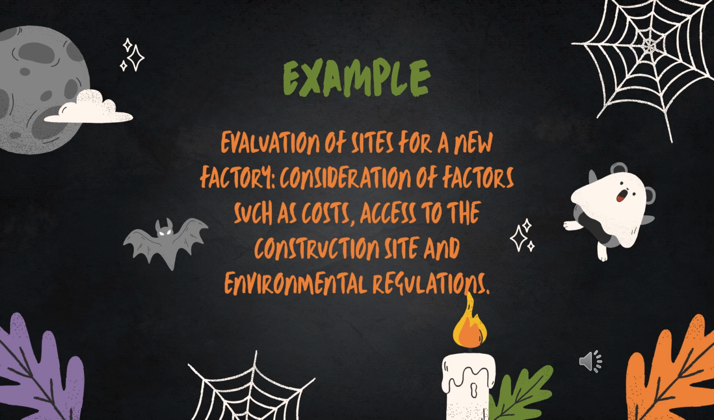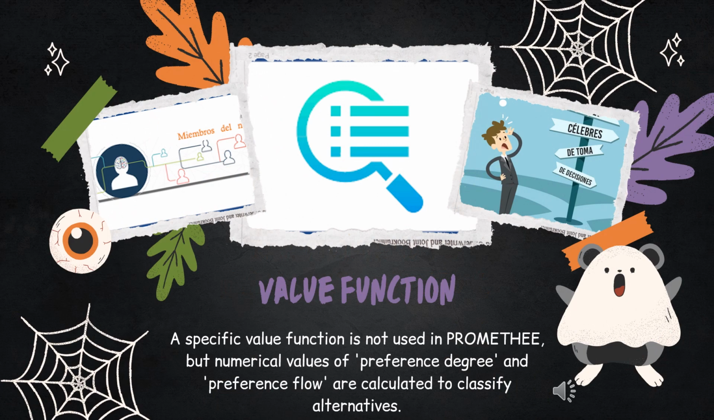Example: evaluation of sites for a new factory, consideration of factors such as costs, access to the construction site and environmental regulations. Value function: a specific value function is not used in Promethee, but numerical values of preference degree and preference flow are calculated to classify alternatives.